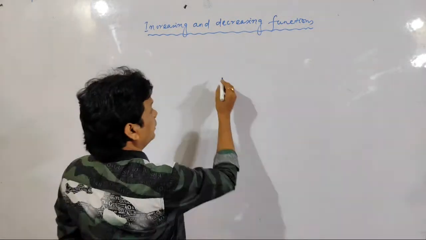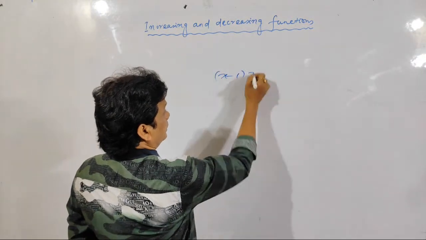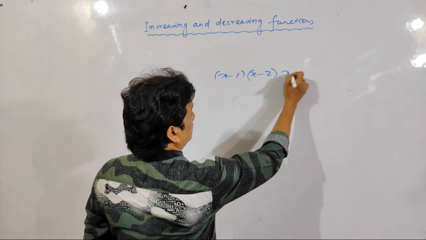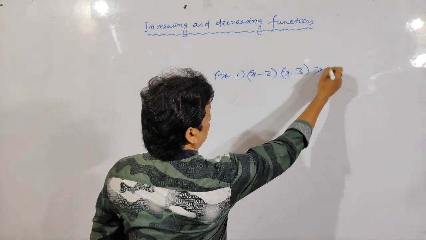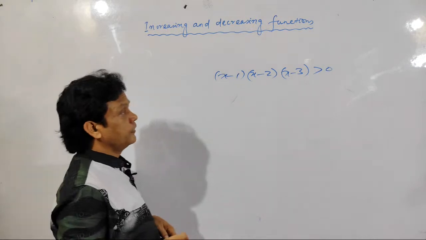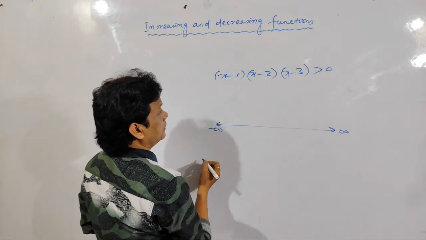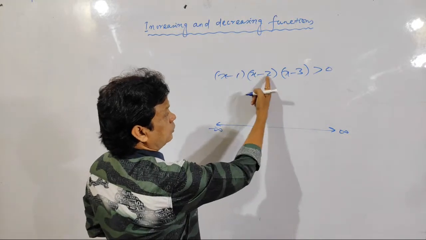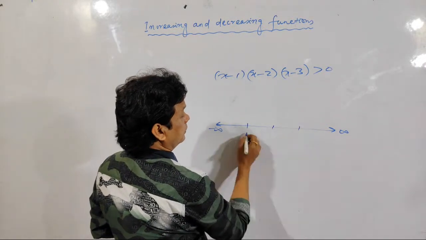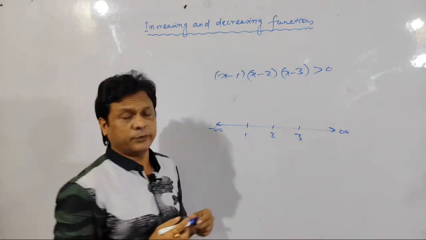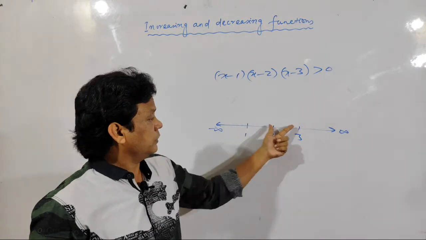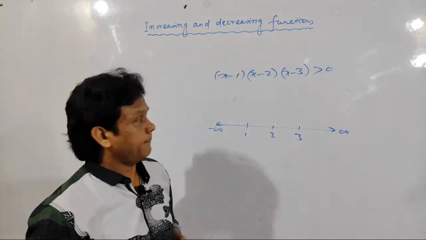See here, it will be a cubic equation. For example, (x minus 1)(x minus 2)(x minus 3) is greater than 0. That means put a number line, this is minus infinity. Then x is equal to 1, x is equal to 2, x is equal to 3. So 1, 2, 3. There are 4 intervals.